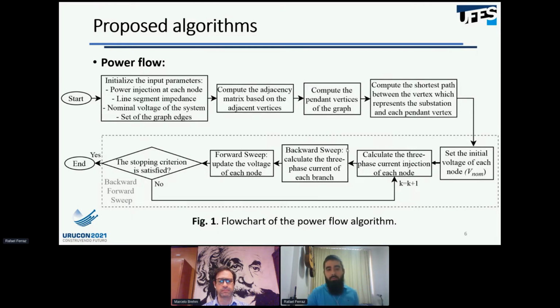we start the backward-forward sweep, where we set the initial voltage of each node, the V0. Then we calculate the three-phase current injection of each node. And then we have the backward sweep, where we calculate the three-phase current of each branch. And we have the forward sweep, where we update the voltage of each node. And finally, we analyze the stop criterion. If it is satisfied, the algorithm ends. If not, we come back to calculate the three-phase current injection of each node, and we have the backward sweep and forward sweep until the stop criterion is satisfied.